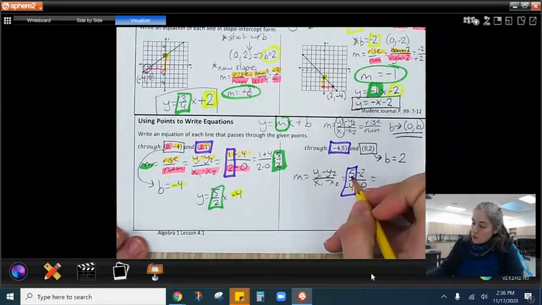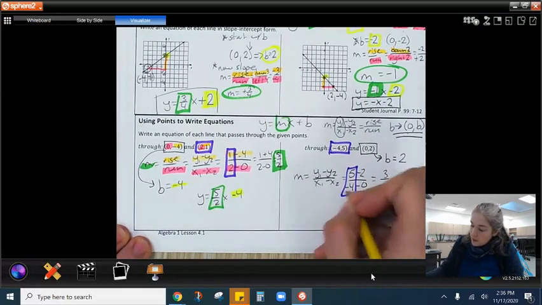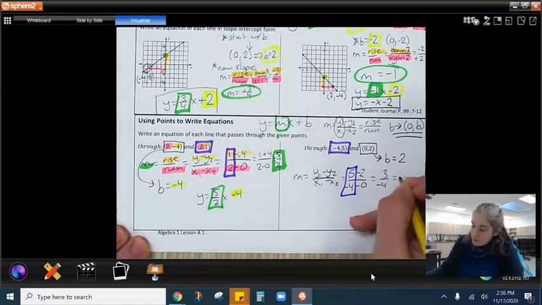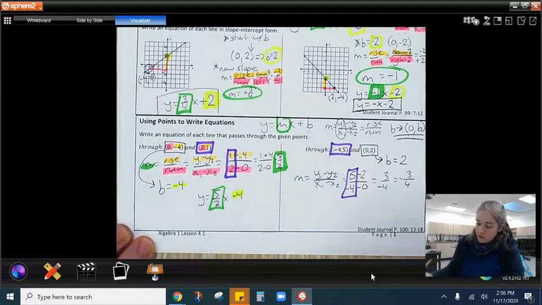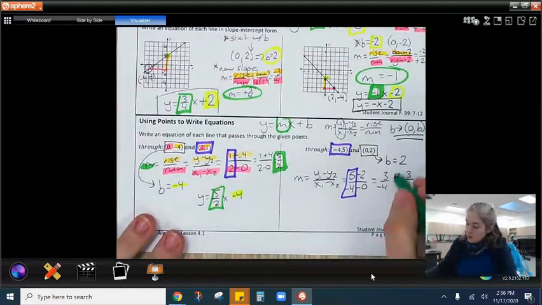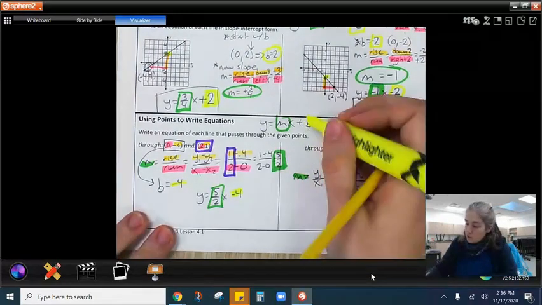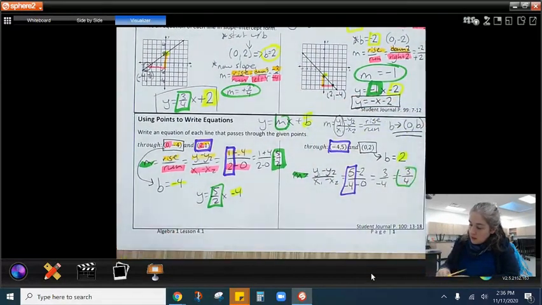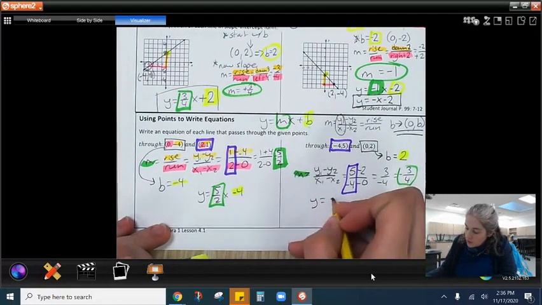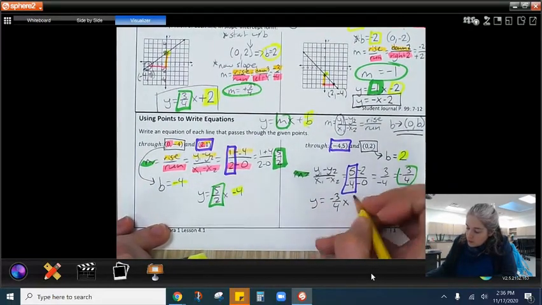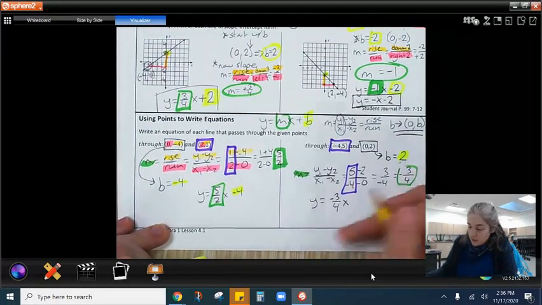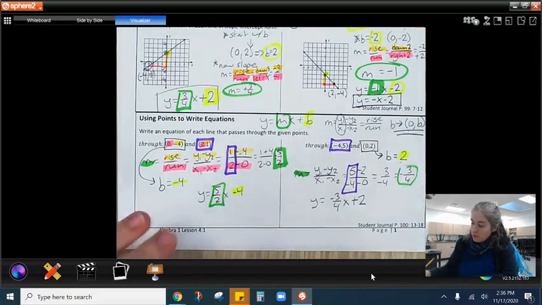So we're good. So 5 minus 2 gets us 3. -4 minus 0 is -4. I'm going to rewrite that as -3/4. So when I go to plug this into my equation up here, I am going to get y equals -3/4 x. And then what kind of a 2 is this? Positive. So plus 2.